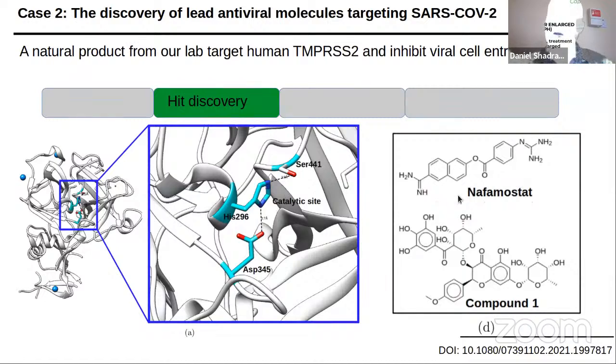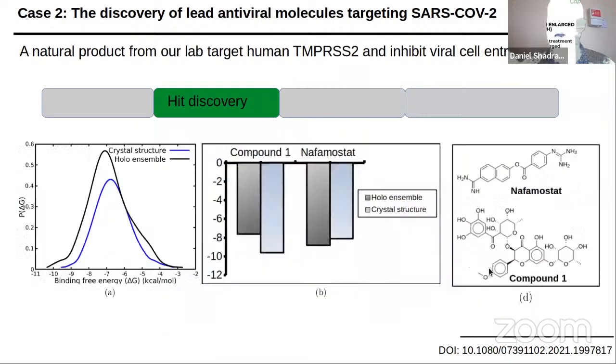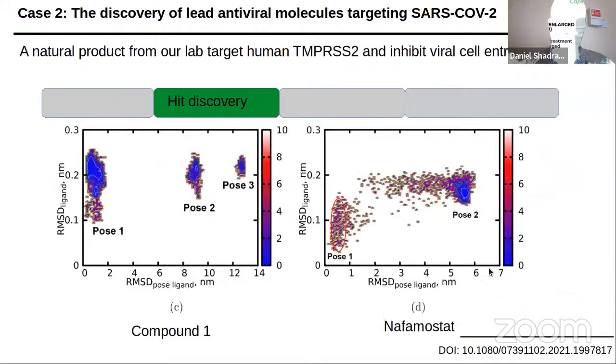So we screened from our in-house database, and we found a molecule that was interesting, that works in a different mechanism compared to nafamostat. So this is what we observed. And here it really got us thinking of how we can probe and how we can choose some reaction coordinate.